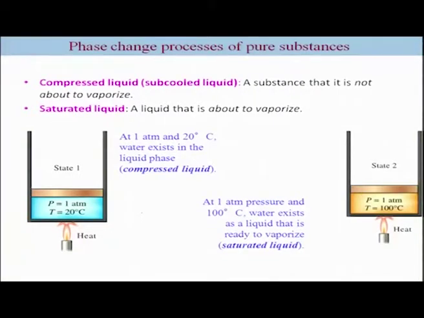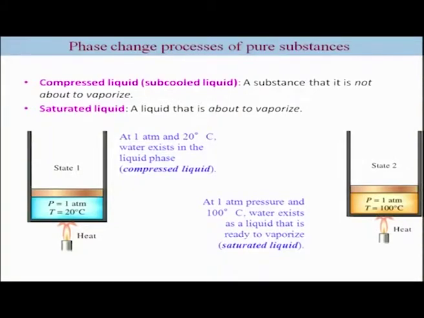I will take an example of a compressed liquid, a subcooled liquid, to start with. Subcooled liquid or compressed liquid is a substance that is not about to vaporize. For example, water at 1 atmosphere and 20 degrees Celsius, or in general room conditions. At these conditions, water behaves like a compressed liquid.